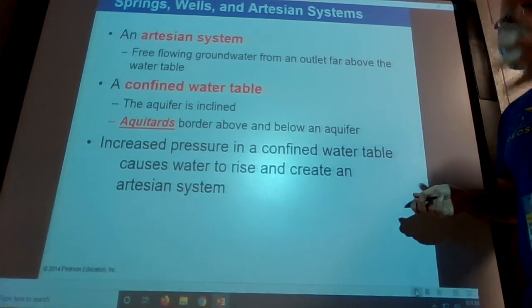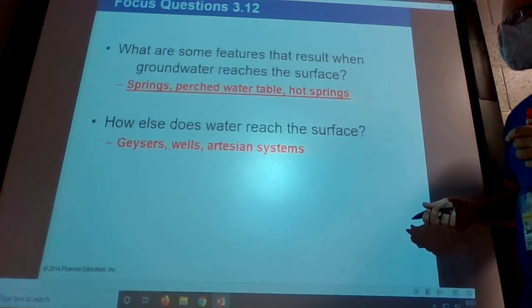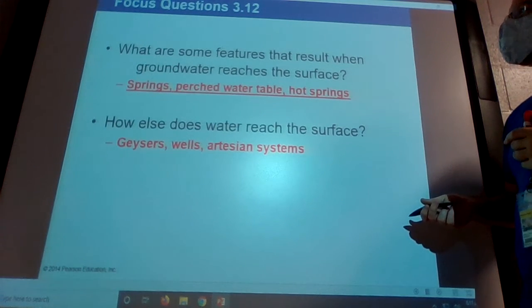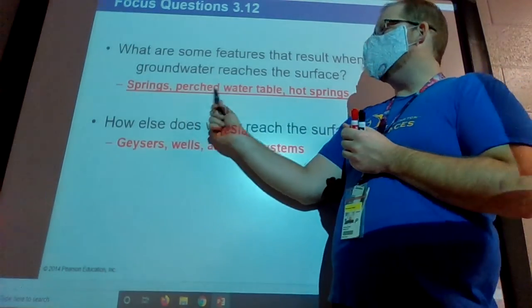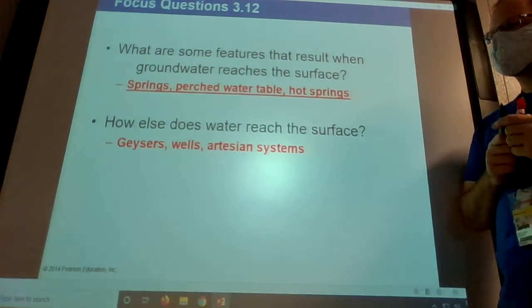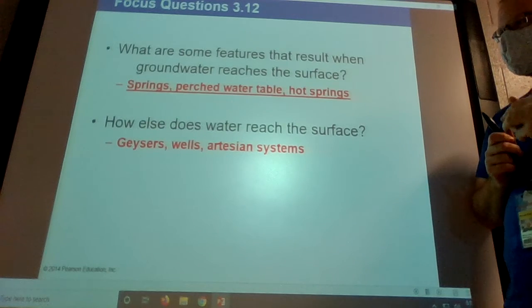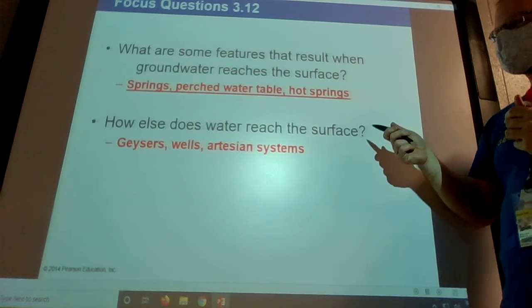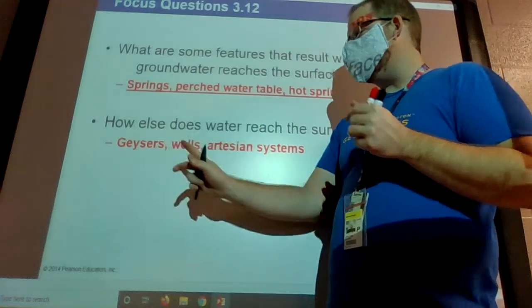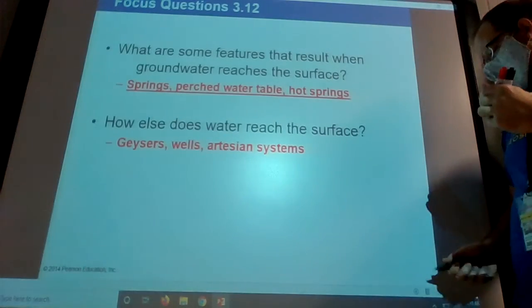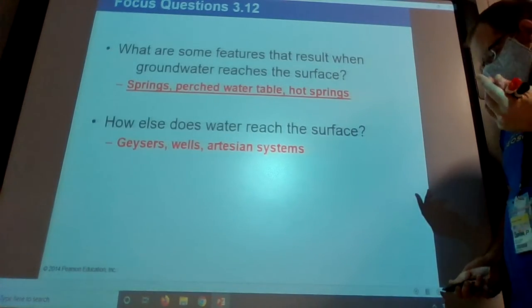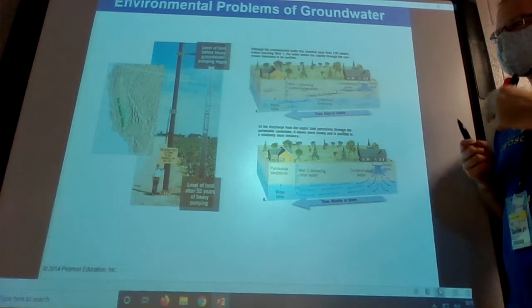Confined water table, aquitards, we've already talked about those. So what are some features that result when groundwater reaches the surface? Springs, perched water tables, and hot springs are all features of when it reaches the surface. How else does water reach the surface? We talked about geysers, wells, and artesian systems. Wells are, of course, the man-made ones, and artesian systems are too.